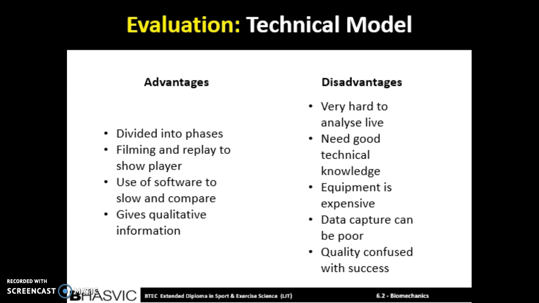As well as this, unlike notational analysis, technical analysis uses qualitative data, which means that it provides reasons why the technique or skill is bad or good. Therefore, it can show athletes why their technique may be ineffective, and so can compare this to the perfect technique to help improve theirs. However, there are also many limitations to technical analysis.